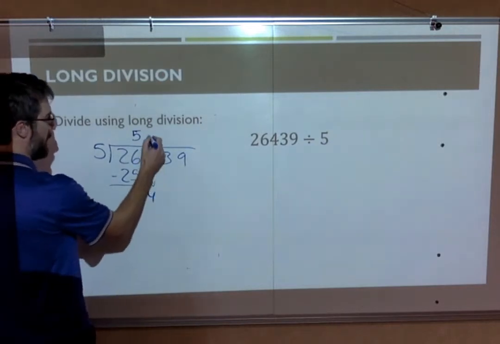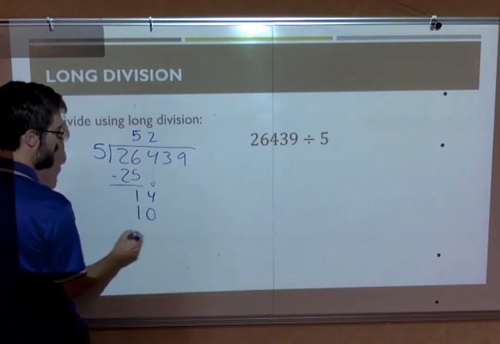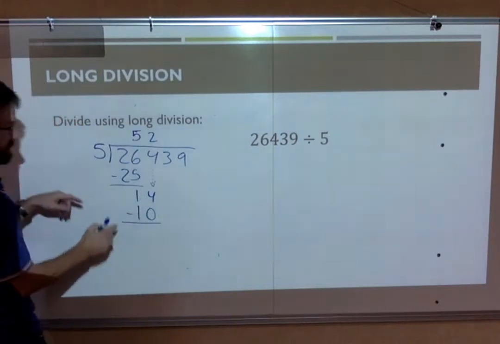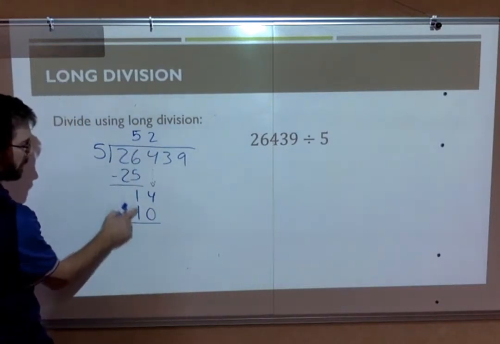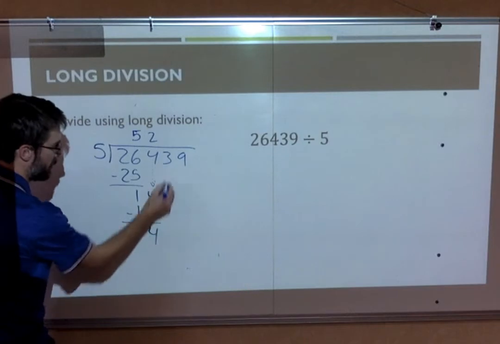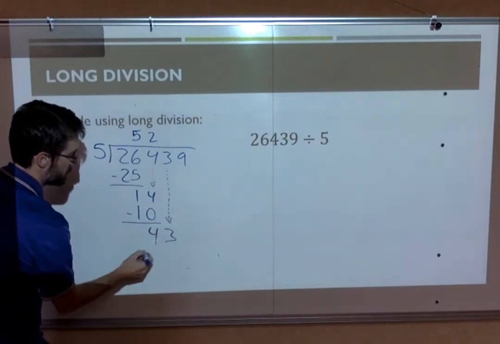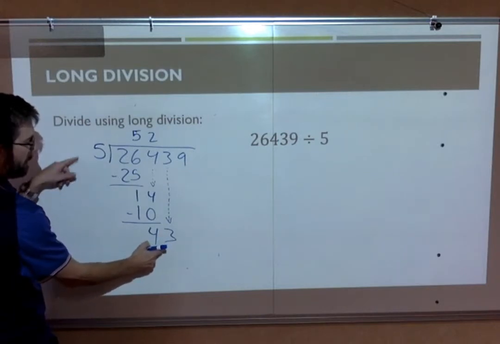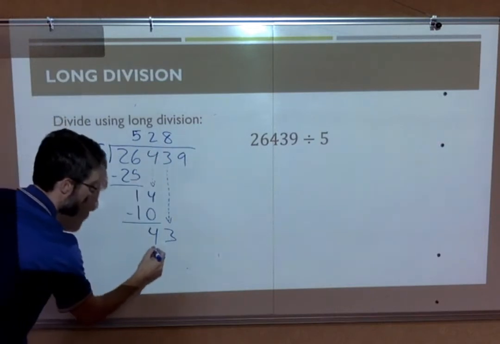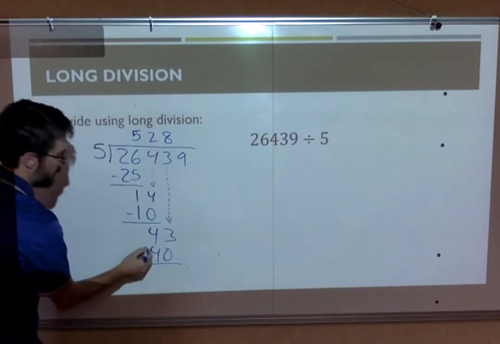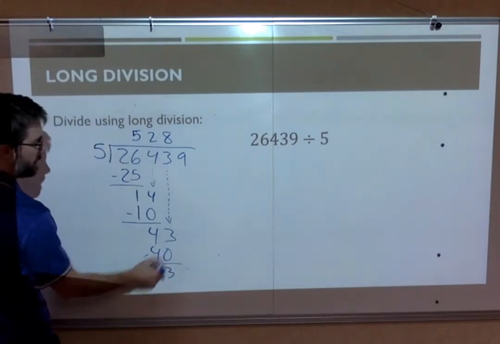Then we take that 4 and we bring it down. 14 divided by 5 is 2. 2 times 5 is 10. What I should say is 5 goes into 14 twice. 14 minus 10 then is 4. Take the 3 and bring it down. 5 goes into 43 8 times, so that goes up here. 8 times 5 is 40. Subtract it. 43 minus 40 is 3.